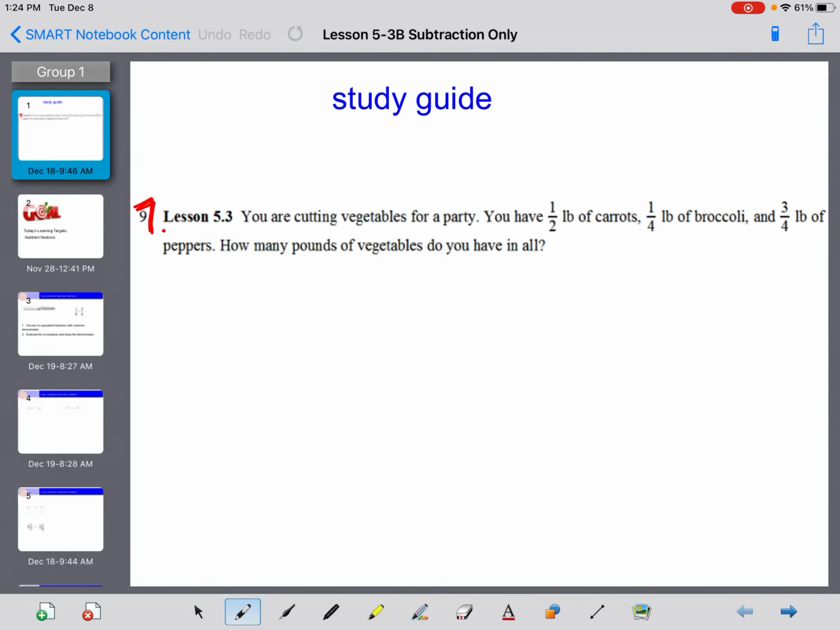This is lesson 5-3B from the Algebra Readiness textbook. Work the following study guide problem in your notes packet on your own, and then continue the video when you're ready to compare your answer to mine.